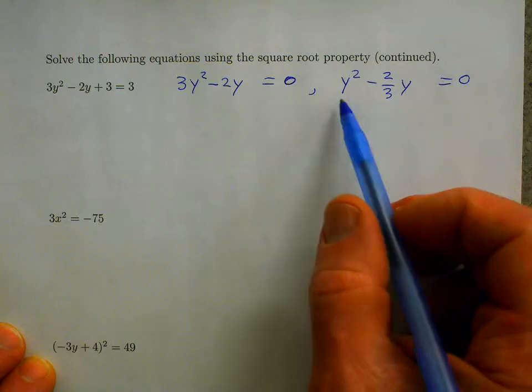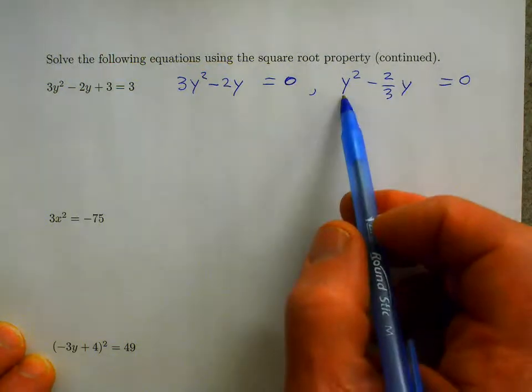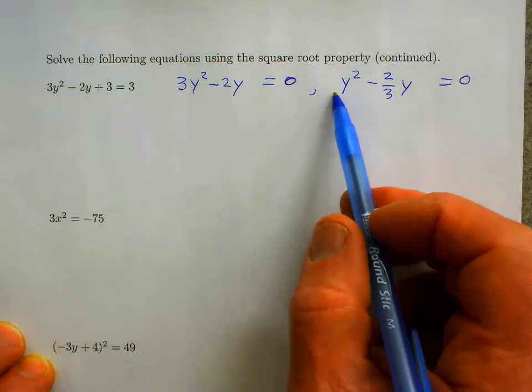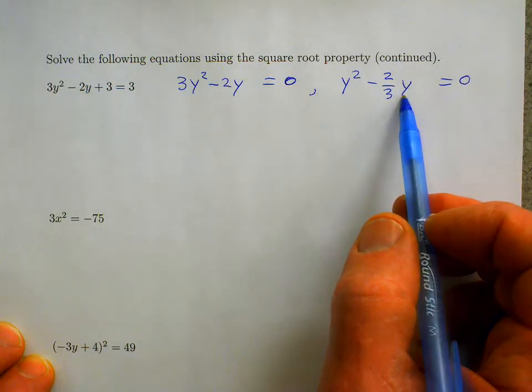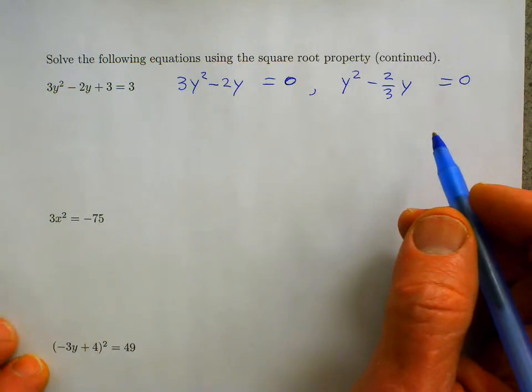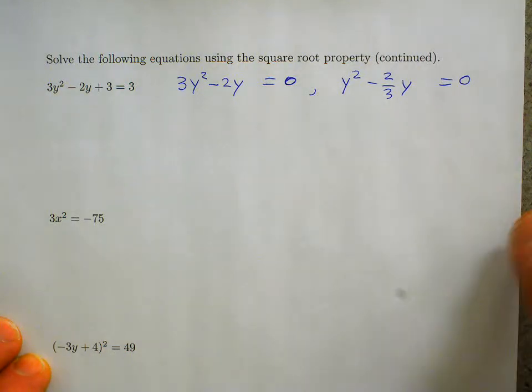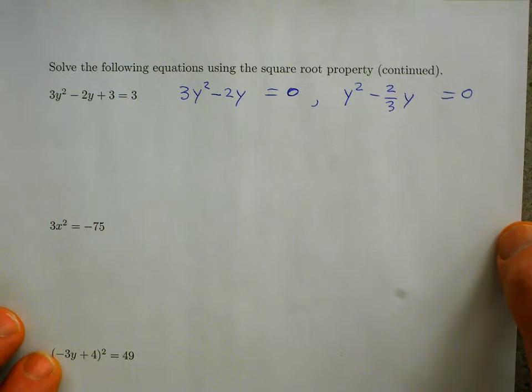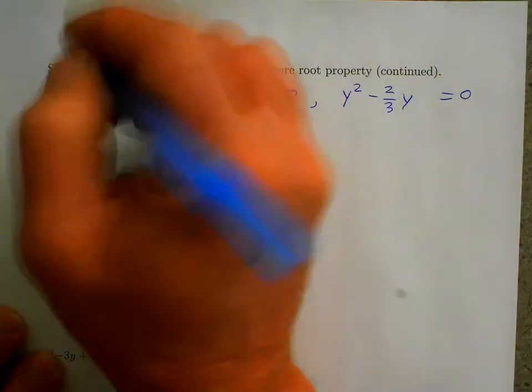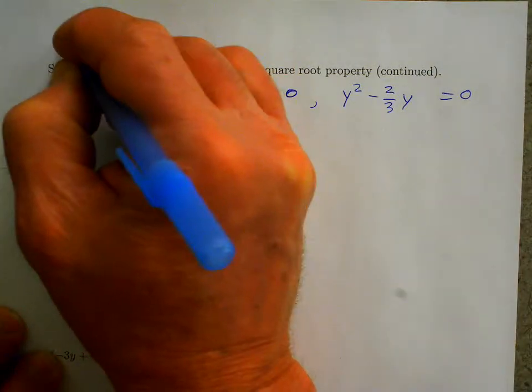Okay, what we're going to do next, now that the coefficient of y squared is 1, and we have a term with y in it, we're going to create a perfect square trinomial by adding an appropriate number to both sides of the equation. So remember what a perfect square trinomial looks like?